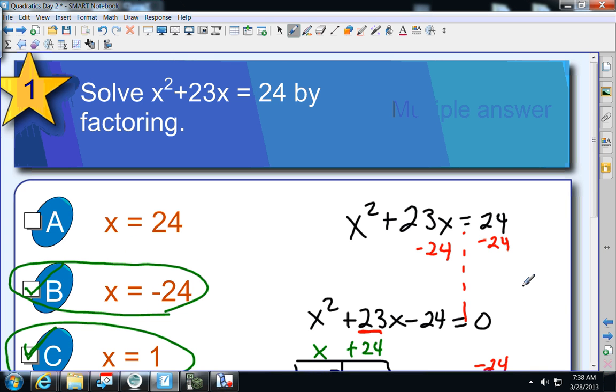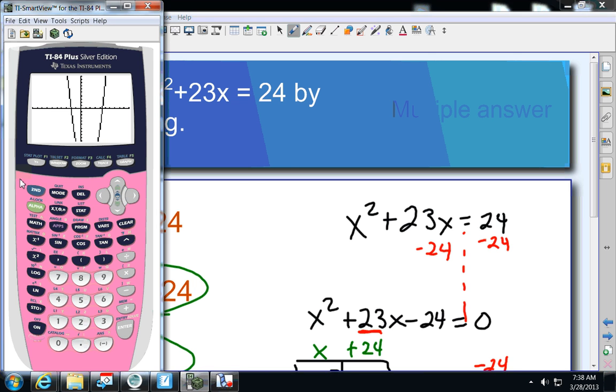Well, let's go back to the calculator and do it. If I go in the calculator and go into y1 and put in there x squared plus 23x minus 24. Okay? When I press graph, what we're looking for is the solutions are where they cross the x-axis. See right here, I see the positive 1. And in the table, how do you know that's what your answer is? It'll say 1, 0. And it does right here. Now, the only reason we don't see the negative 24 is because we're not zoomed out far enough.